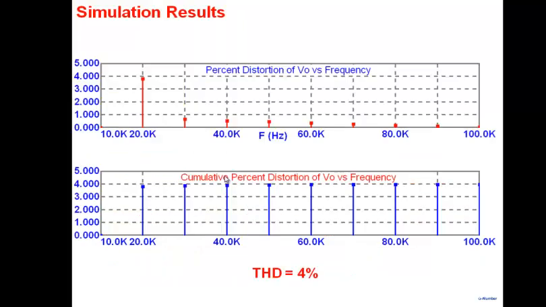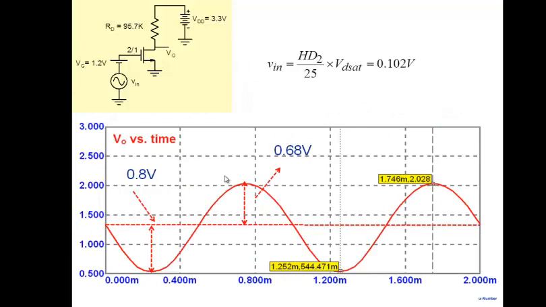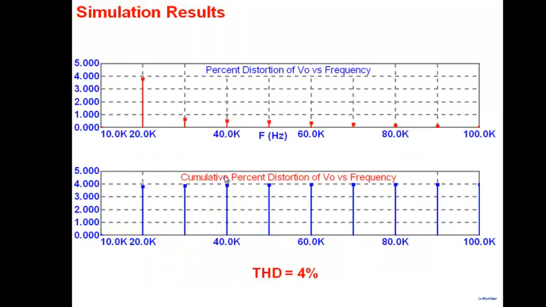Okay, so that's what I've done. Look at the simulation results. This is my fundamental here, and then it's telling me all the harmonics that are there. And this is telling me total harmonic distortion. So total harmonic distortion is 4%. So I'm getting a swing of how much? You can see here, average of 0.68 and 0.8 at a harmonic distortion less than 5%.